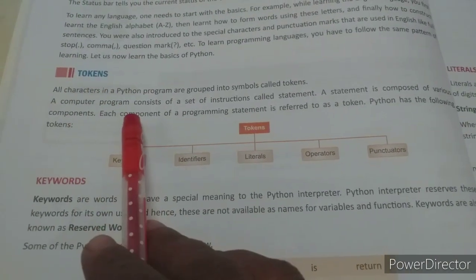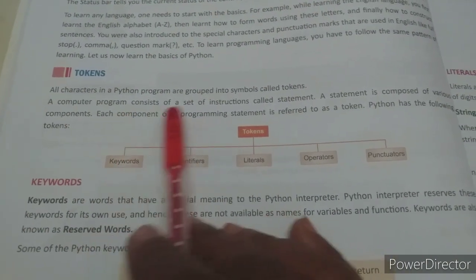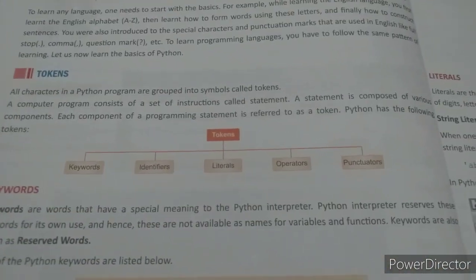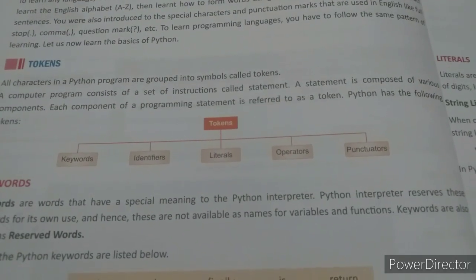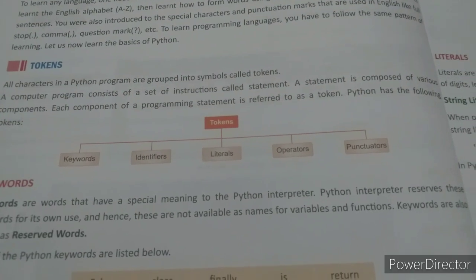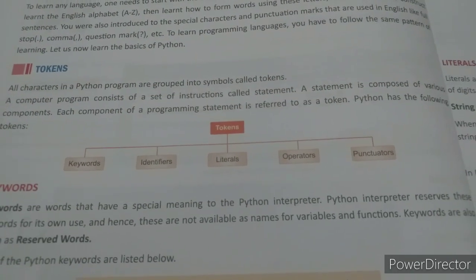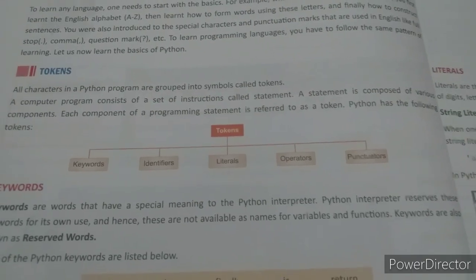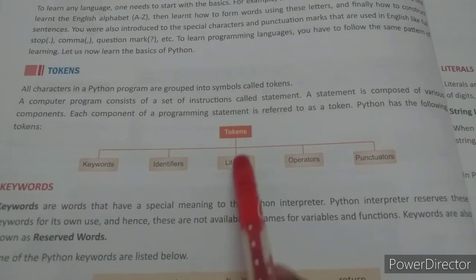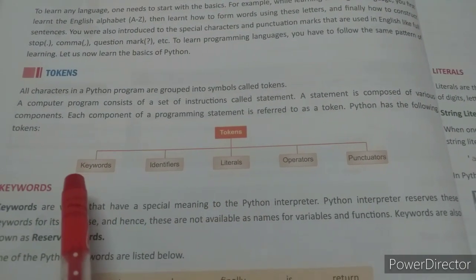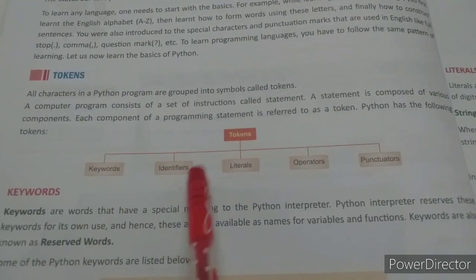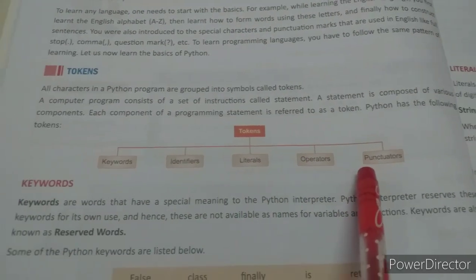As I said, a program contains a set of instructions. Those instructions are also called statements. How do we write statements, children, in the English language? You put punctuation marks, full stops, commas, double quotations, inverted commas. Like that, in a programming language we also have to use those symbols. Those are nothing but tokens. There are five tokens, children: keywords, identifiers, literals, operators, and punctuators.